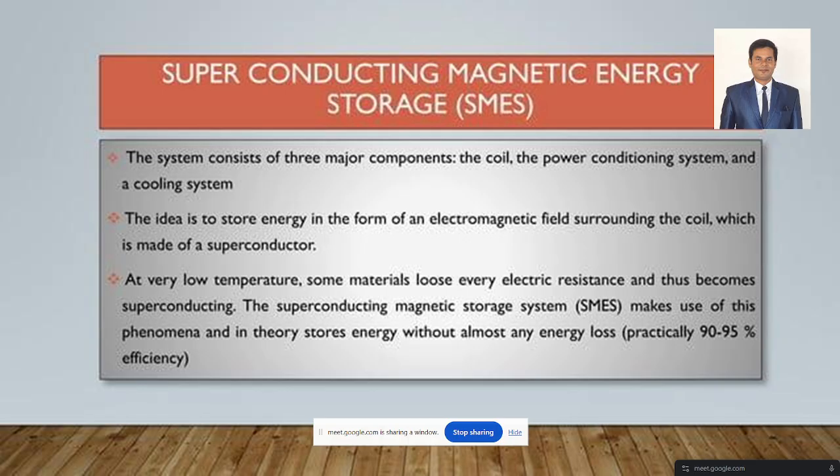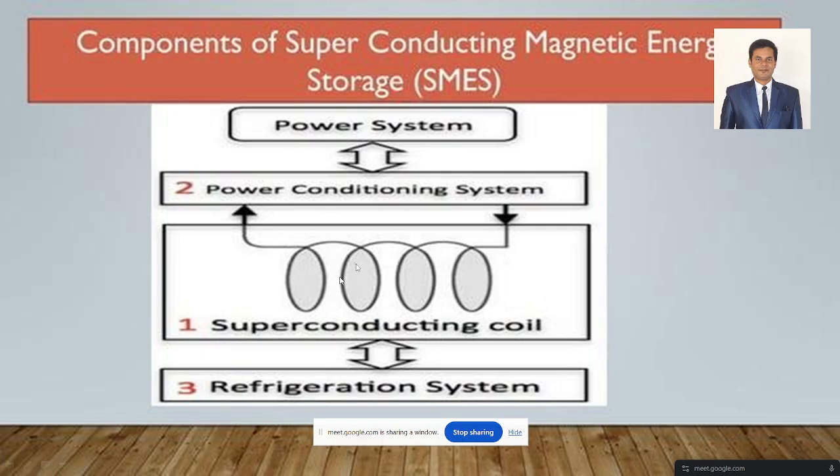The same concept is implemented in capacitors, where we store the energy in the form of electrical charges, and in the inductor, we store it in the form of magnetic fields. Similarly, the same concept is utilized here. The idea is very simple: finally, we have to store the energy in the form of electromagnetic fields surrounding the coils, which are made up of the superconductor. So that's why it will be in the form of a coil.